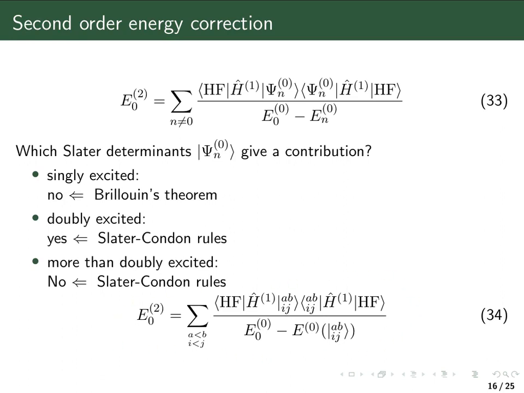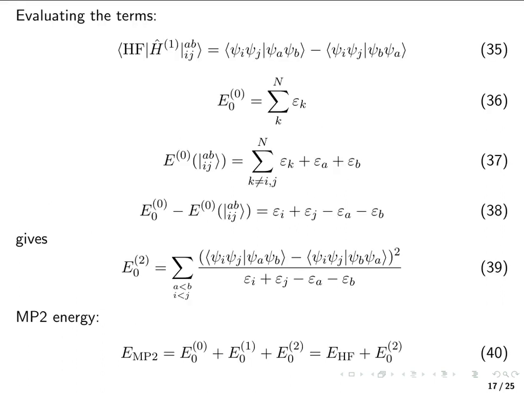Then remember, in the denominator we have zeroth order energies: the zeroth order energy of our zeroth order wave function and the zeroth order energy of these other zeroth order wave functions, which are double excited determinants. Well, let's look at that a bit more in detail.